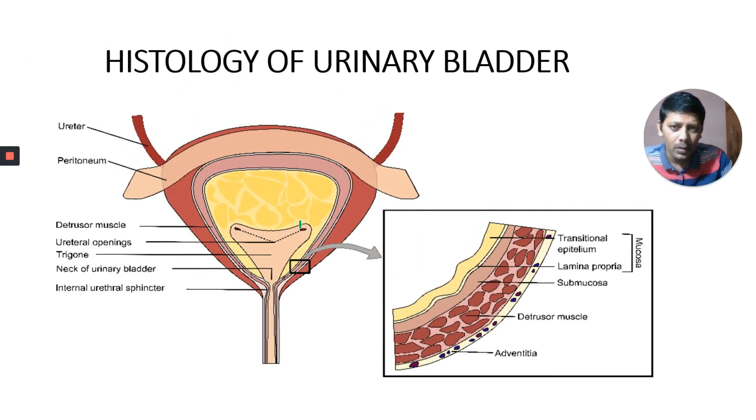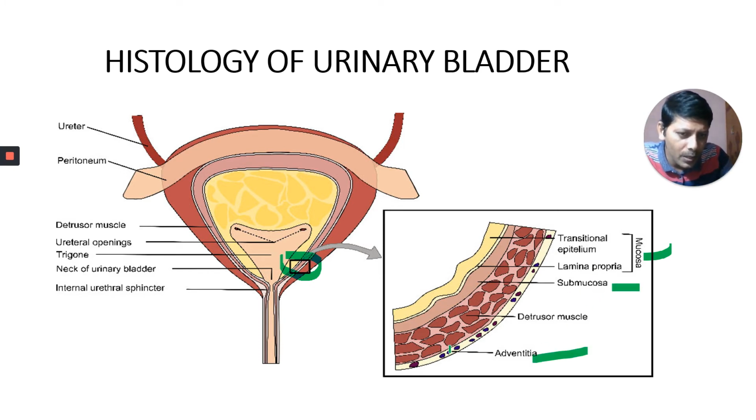Now I have cut some part of this urinary bladder, and we are seeing the structure here. What is histology? Histology is the study of tissues. What are the different types of tissues present in the wall of the urinary bladder? In the previous one, we learned the wall of the ureter. What is present here? There is a mucosa, the innermost layer. Above the mucosa is the submucosa.